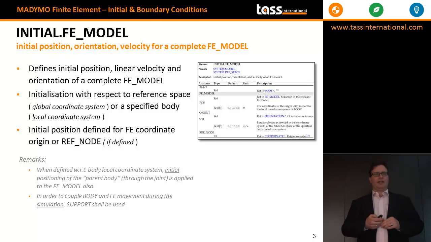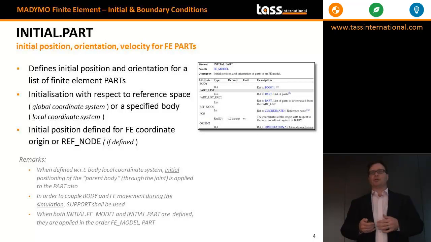The initial.FE model defines the initial position and/or velocity and orientation of a complete FE model. Note that as a user, you can specify the initial position with respect to the reference space or with respect to a certain body. The initial position can also be specified with respect to the origin of the FE model, or with respect to a specific chosen reference node.